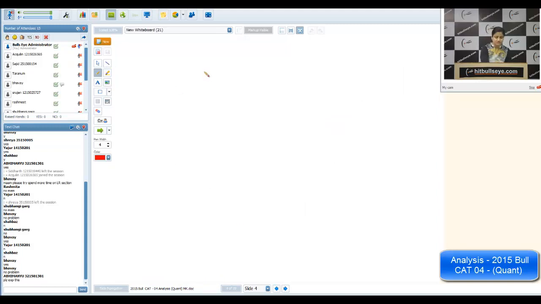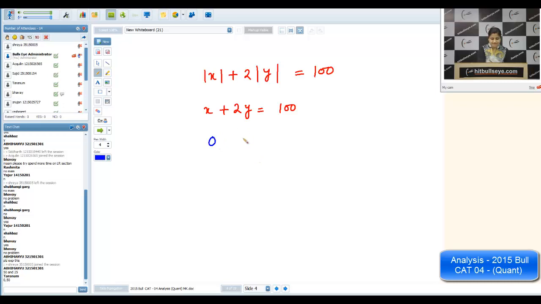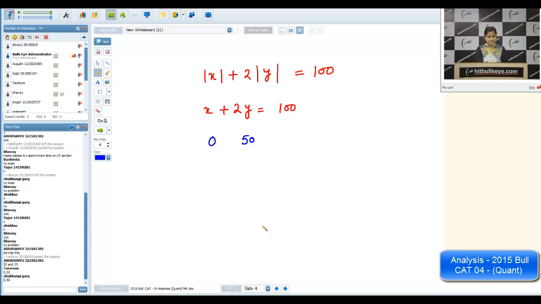What was the condition? It was mod x plus twice of mod y is equal to 100. I'm just removing the modulus sign. I'm taking a simple linear equation and trying to write all the possible solutions, then we will put our modulus sign. How to solve a linear equation? First of all, you write a random solution for this. Suggest any random solution for this, Abhimanyu. Okay, Tarannum, I am taking 0 and 50. Yes, Shubhangi, it can be 50 and 25 as well. I am taking 0 and 50.